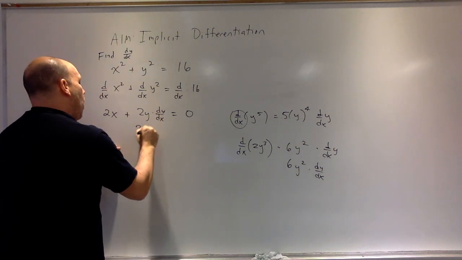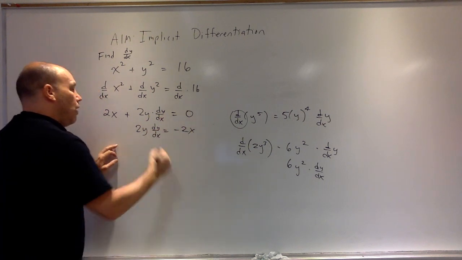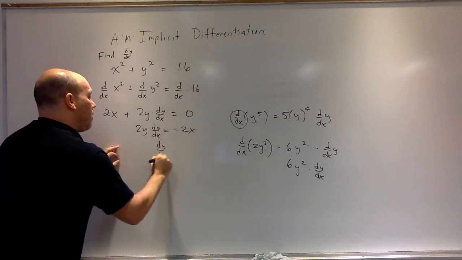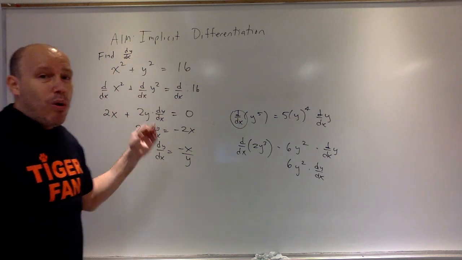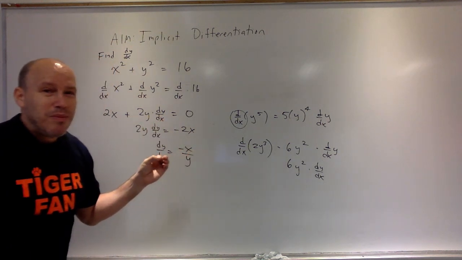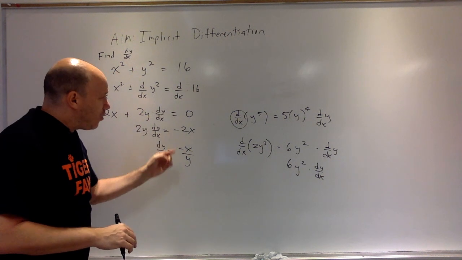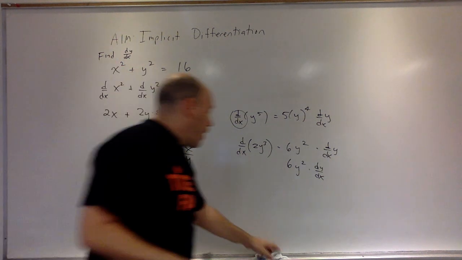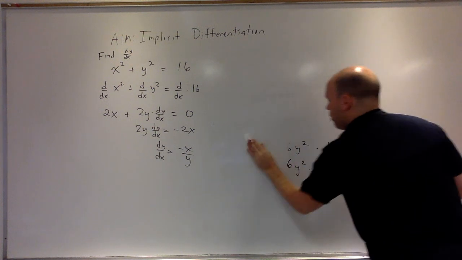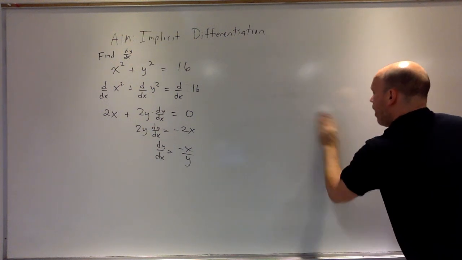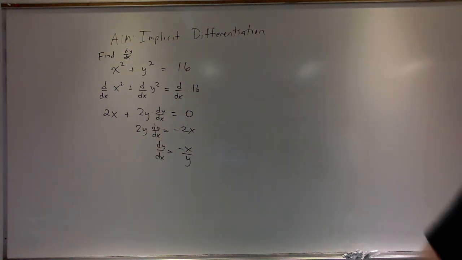So we have 2y dy dx equals negative 2x. dy dx equals negative x over y. And any point on the circle has a surfboard at that point of the tangent line of negative x over y. Let's try another example. I think I can erase this now. Let's try one with the cubes, because I like that one.